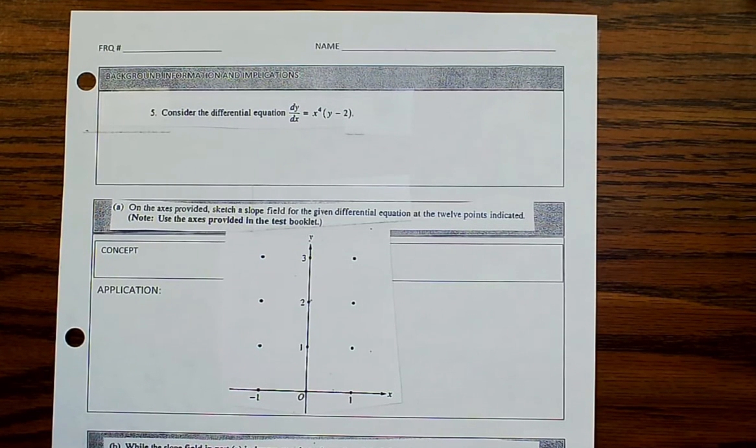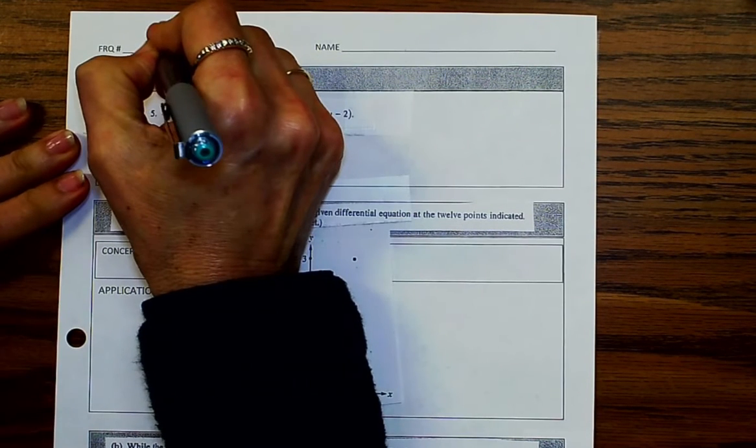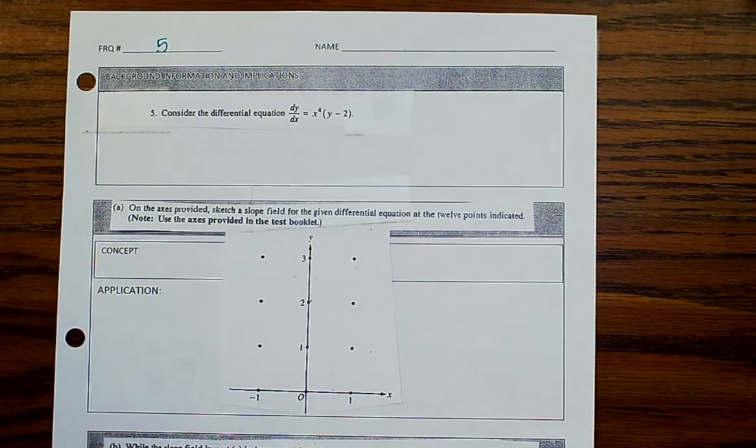AP Cal kids, this is your solution to your FRQ number 5. We're going to walk through each part of this and I'll give you some idea of how it might have been scored.